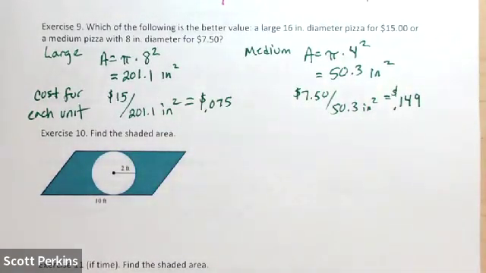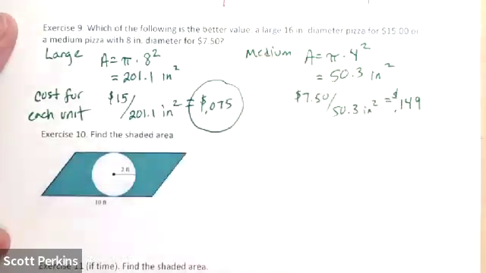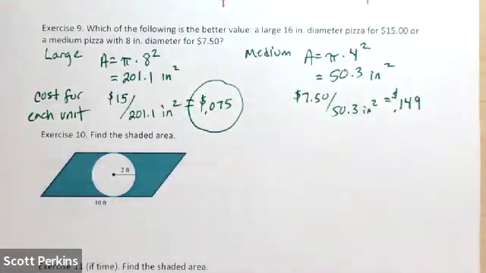So which one's the better deal? Which one costs less if that's what I'm concerned about? The large one does. Okay, so which one's the better deal? I'm just going to circle. This one would be the better deal because you're paying less for each square inch of pizza. Now, I know the pizza costs more, right? But it's bigger is basically what's going on. And the cost doesn't stay proportional in that case.